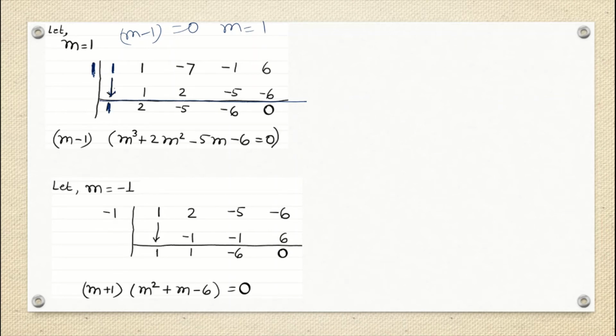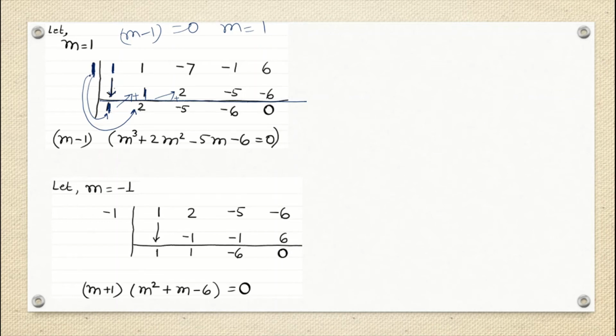Now do the multiplication. 1 times 1 is 1. Now you add: 1 and 1, you get 2. Again 1 times 1. Now 1 times 2 is 2. That 2 you write down here. Now you add this 2 with minus 7, so it will be minus 5.